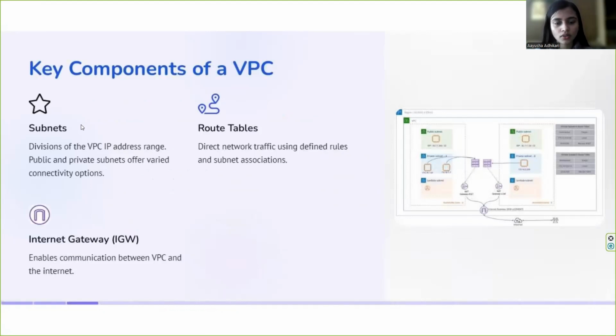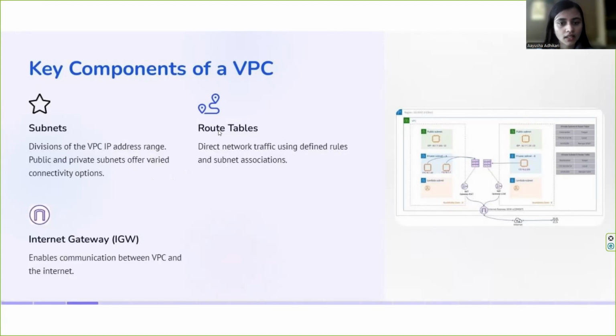Now, let's learn about the components of VPC. Subnets. Subnets are the divisions of your VPC's IP address range. They determine which resources can be accessed publicly or kept private. A single VPC can have multiple subnets spread across different availability zones for fault tolerance.